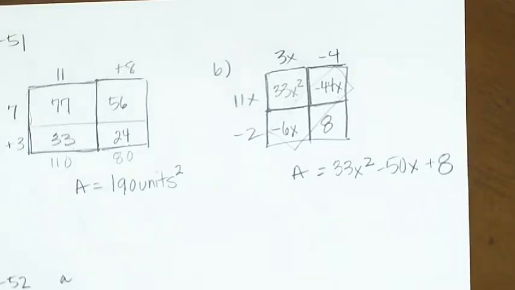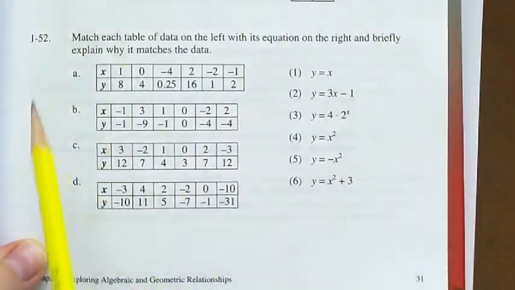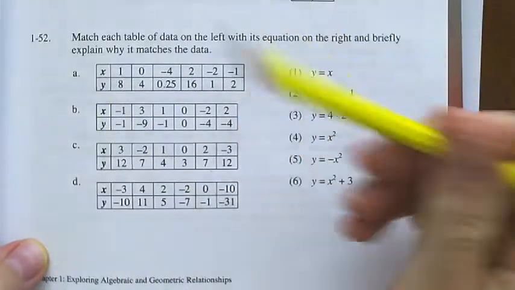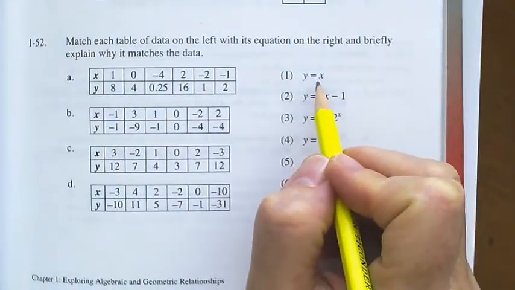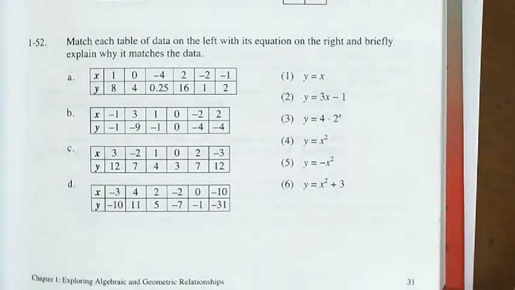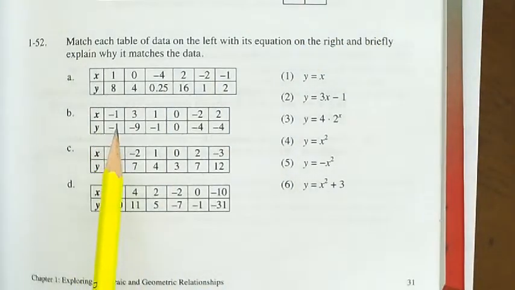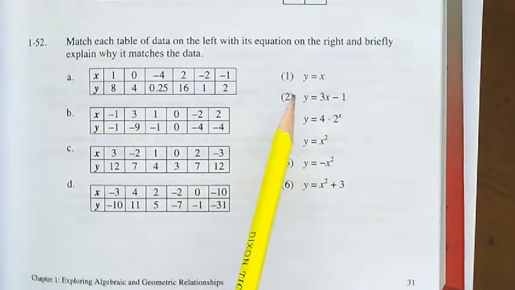All right, for 1-52, match each table on the left with its equation on the right and briefly explain why it matches the data. So I'm going to look at y equals x. If y equals x, then the y and the x term are going to be exactly the same. And there are no tables that have that. None of the tables have all of the y's and x's matching, so we can eliminate number 1.